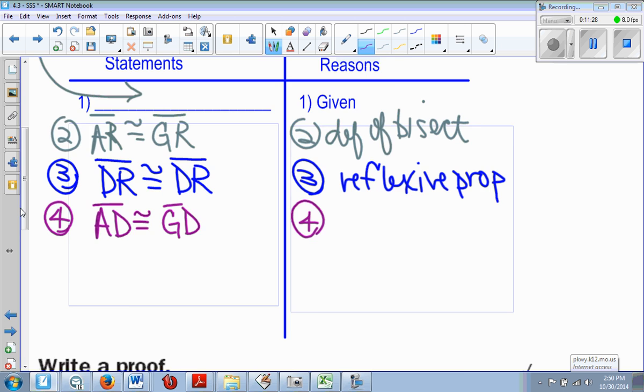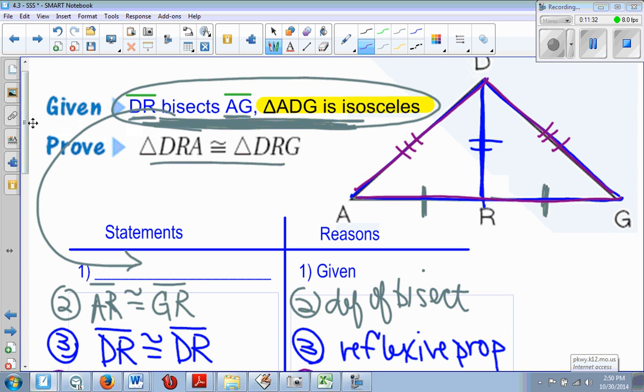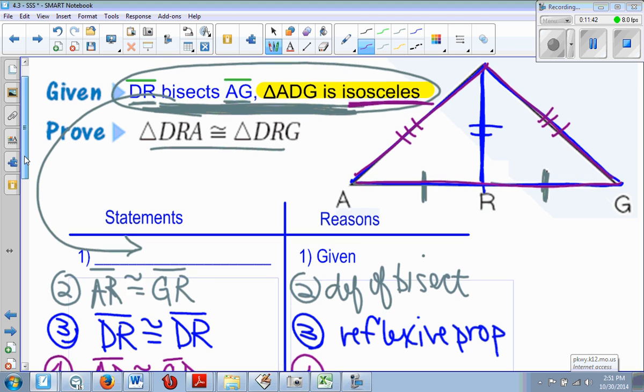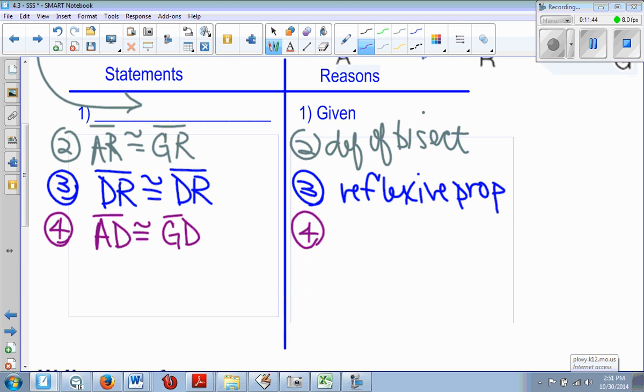And now I have to come up with the reason that I know they're congruent. The whole reason I knew is because of this word isosceles. Since I know the triangle is isosceles, the definition of that tells me there are 2 side lengths that are the same, so I'm using the definition of an isosceles triangle.